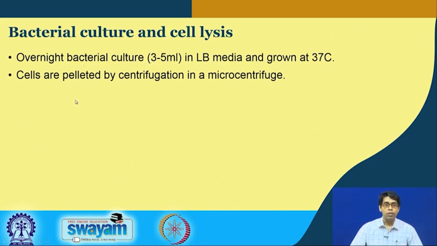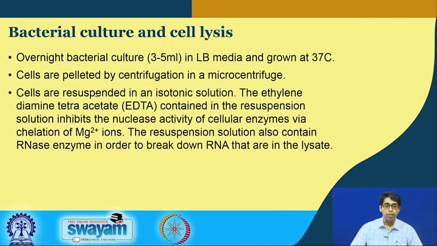You spin down the media in a centrifuge, which results in the precipitation of all the cells. That is, the cells are pelleted out, and you have a clump of cells at the bottom of your centrifuge tube. You throw the media away from the top, and now you work on the cells that are precipitated out. So, what we have to do is resuspend these cells. We do that using a buffer which is called an isotonic solution. So, what is an isotonic solution?